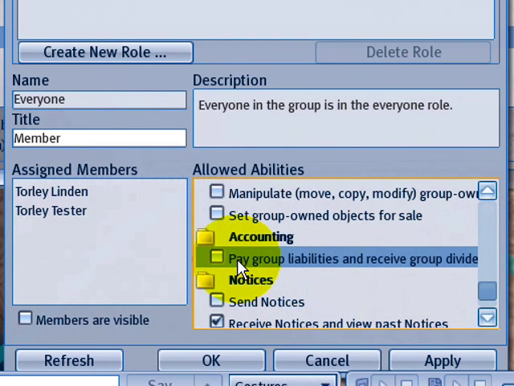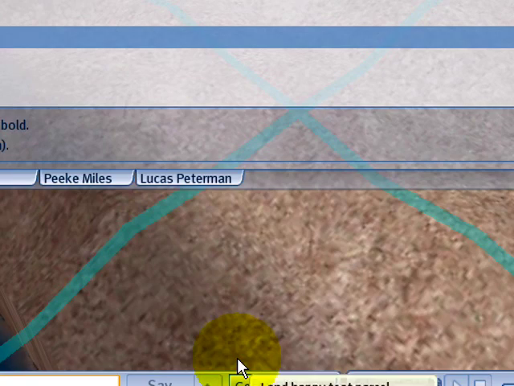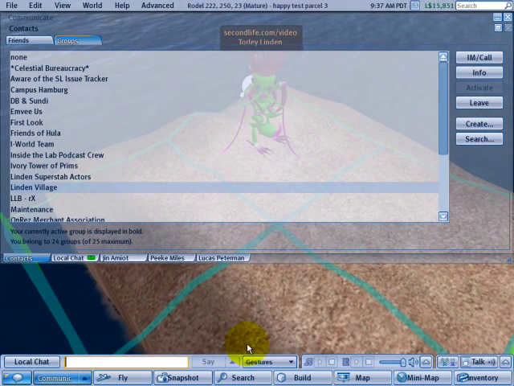If someone has this unchecked, not only will they not pay group liabilities, this means they will also not receive any of the proceeds if you sell group-owned land. They'll get nada, nilch. They'll have nothing to do with the group accounting. And you can either apply or okay that, and in the next week or so, you should see the effects of the change.